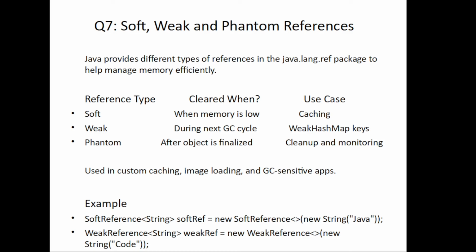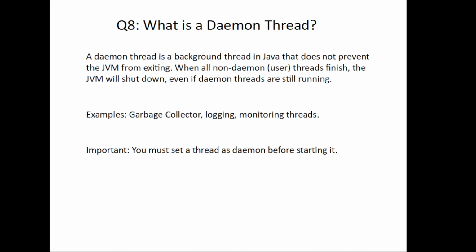And if the interviewer asks when would you use this, then you can say: use soft reference for memory-sensitive caching, use weak reference when you want automatic cleanup like in custom maps, and use phantom reference only in advanced tools like memory managers. Next question is, what is a daemon thread in Java?